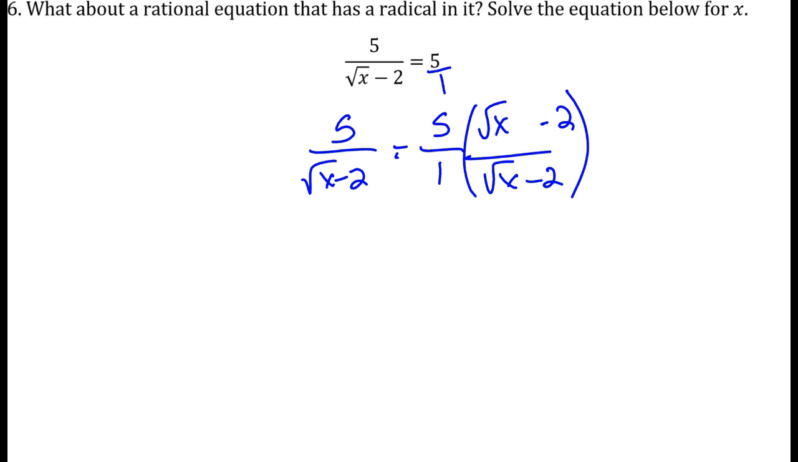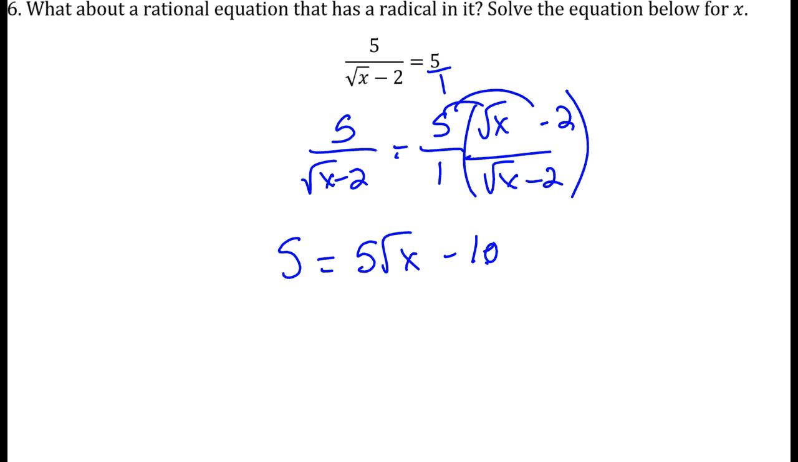Nice review here: now that I have a common denominator, I only care about the numerators. 5 equals 5 radical x minus 2. Not minus 2, the distributive property, minus 10. Don't forget the distributive property. Now we get to solve this radical equation.